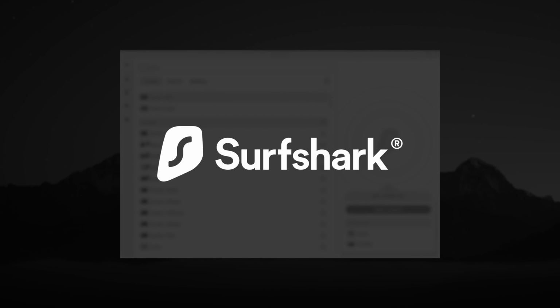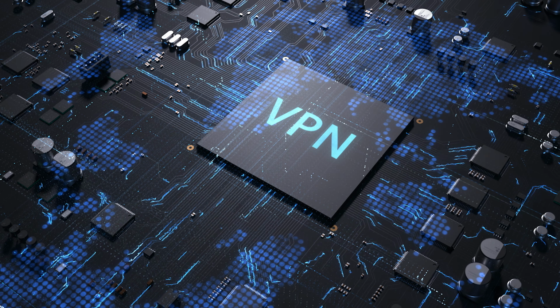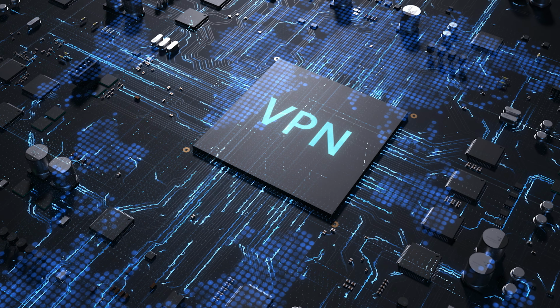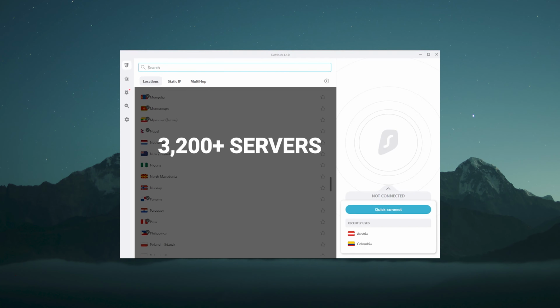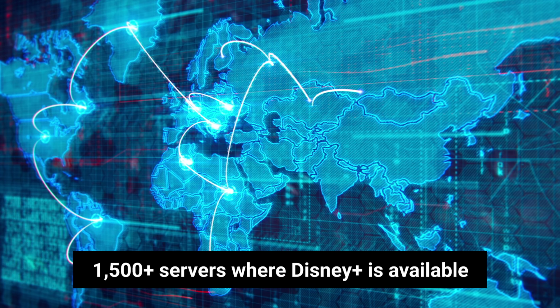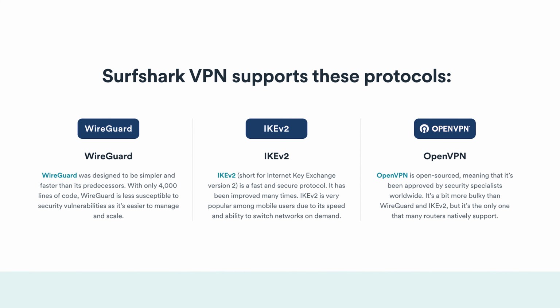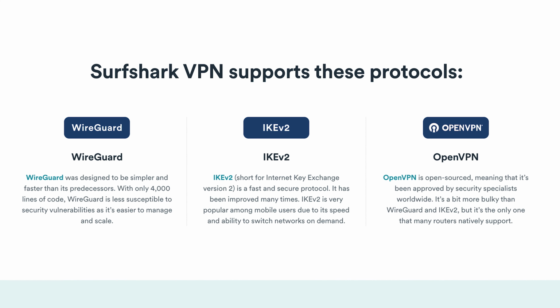2. Surfshark. If you're looking for something less expensive, Surfshark has the best price-to-value ratio, especially since it offers unlimited simultaneous connections. With more than 3,200 servers in 95 countries, Surfshark has over 1,500 servers just in countries where Disney Plus is available. It uses the WireGuard protocol, so you can expect impressively fast speeds, which are essential for your streaming experience.